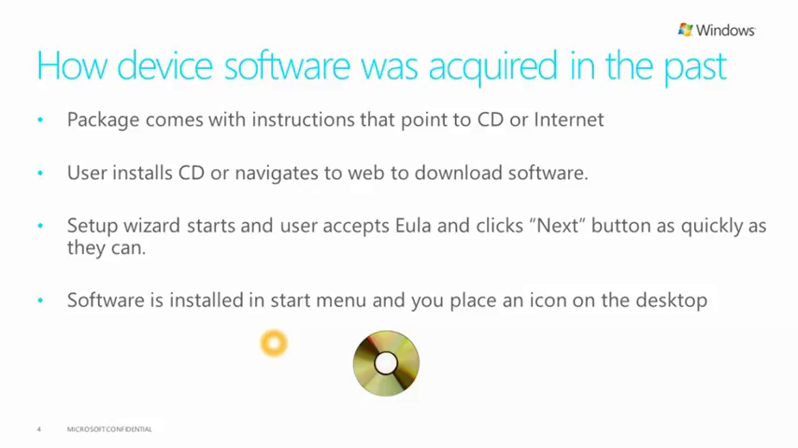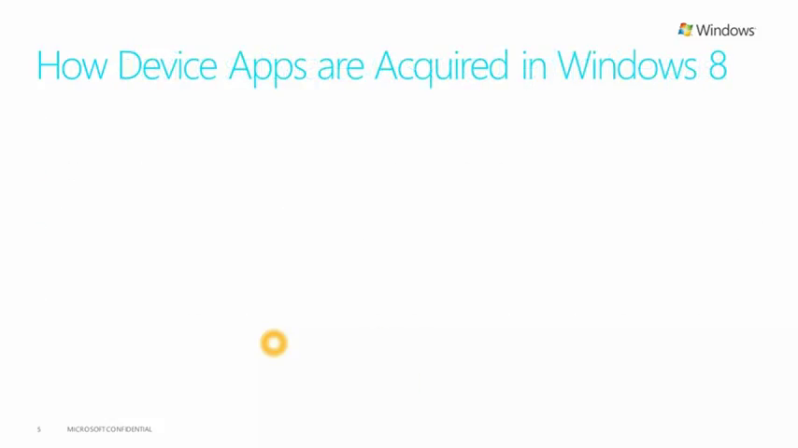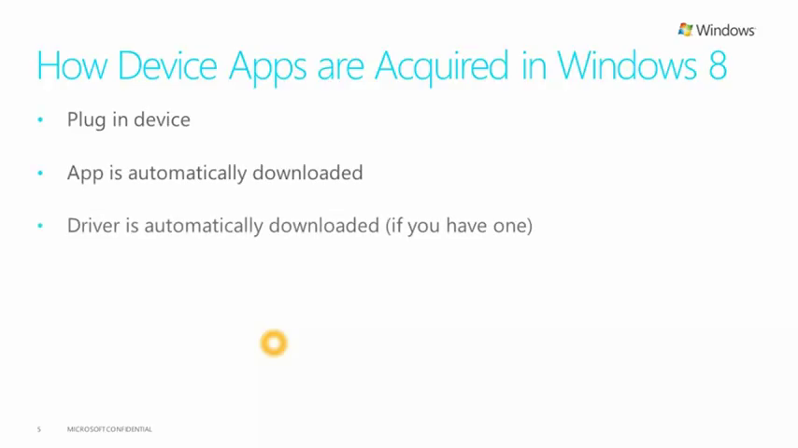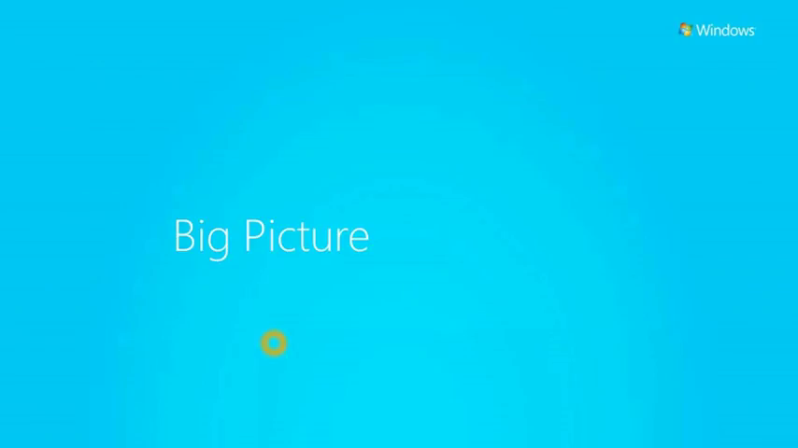Well, how does it work in Windows 8? You plug in your device, the app is automatically downloaded, and if you have a driver, the driver is automatically downloaded as well. It's just that simple. So how does this whole thing work? Let's talk about the big picture to give you the intuition before we dive into more detail.